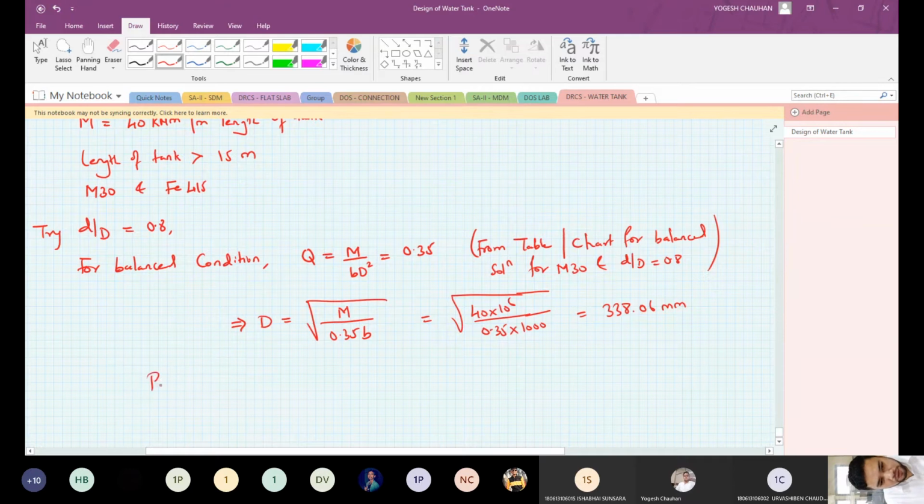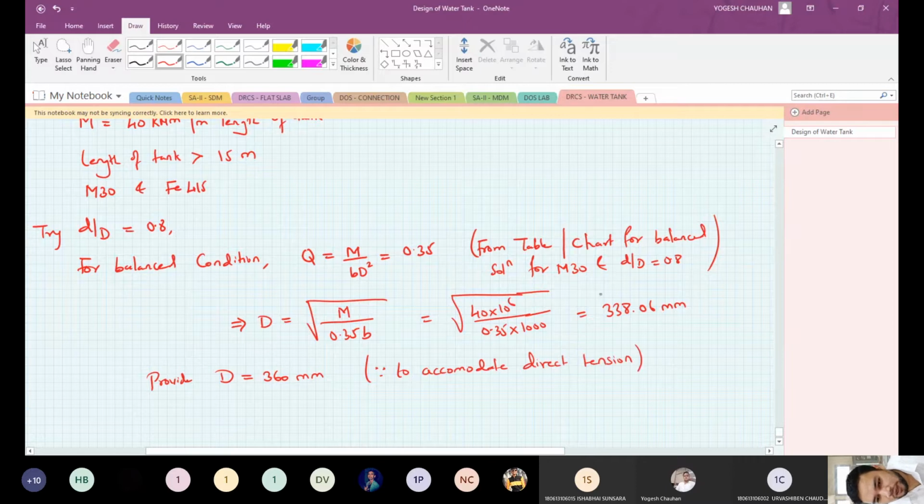So let us provide D is equal to 360 mm as overall depth. We are taking higher to accommodate this direct tension also, because this depth is required for resisting bending only. So let us take some higher depth.